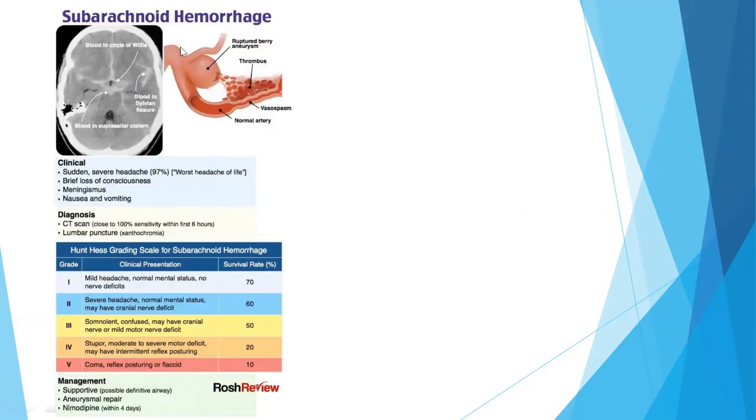Now, subarachnoid hemorrhage clinical features are sudden severe headache, brief loss of consciousness, meningismus, or nausea and vomiting. Diagnosis is through CT scan and lumbar puncture. Now, there is some grading score for the subarachnoid hemorrhage, and you can just go through this all. But I have kept this only for your information, as it is not generally tested in the USMLE Step 1 examination.